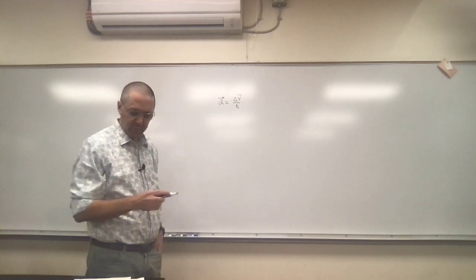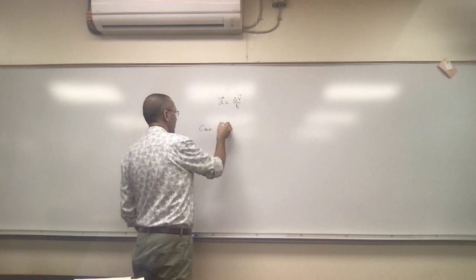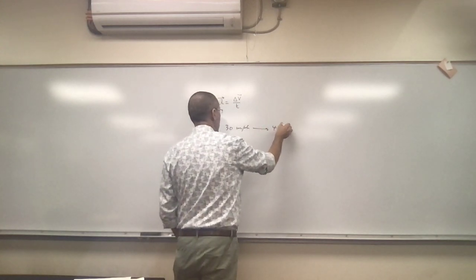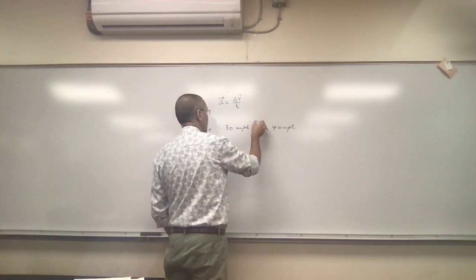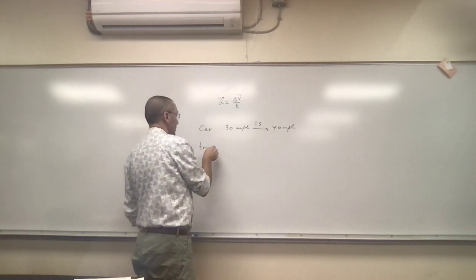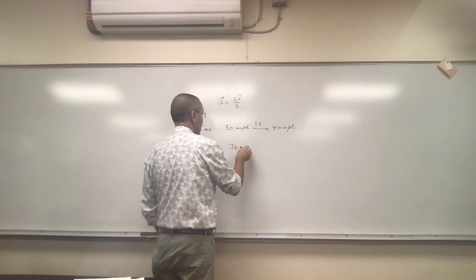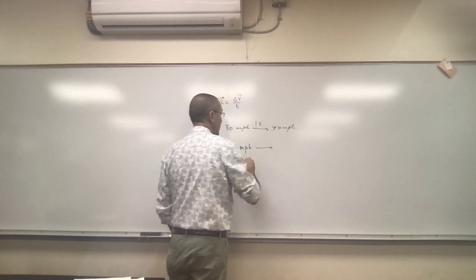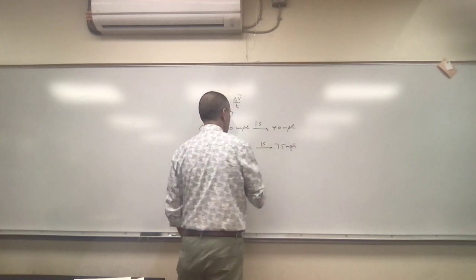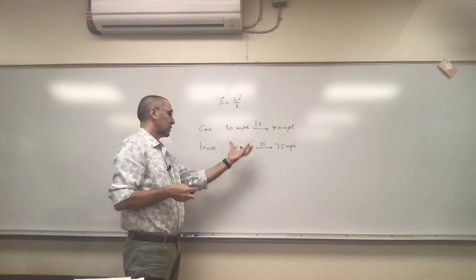So let me just do some quick examples here. I'm gonna keep this video short. So let's say you have a car going from 30 miles per hour to 40 miles per hour, and let's say it does that in 1 second. And then we have a truck that's going from 70 miles per hour to 75 miles per hour, and it does that in 1 second.